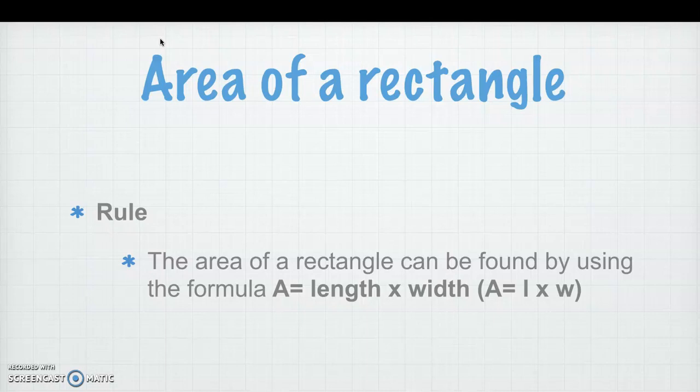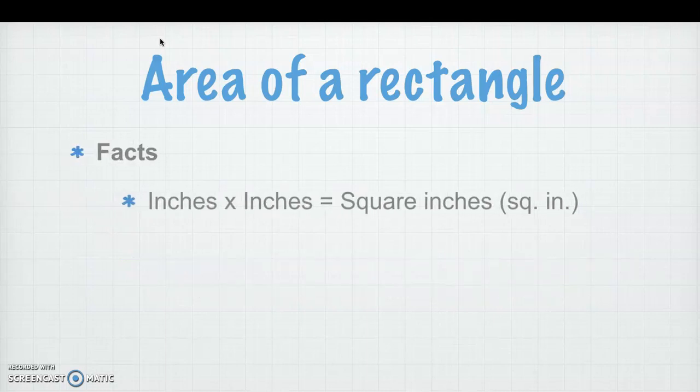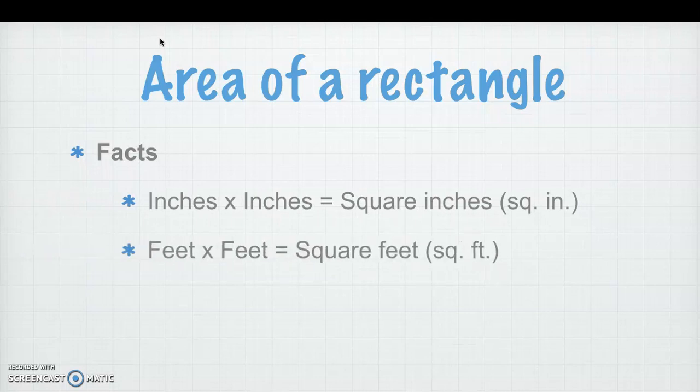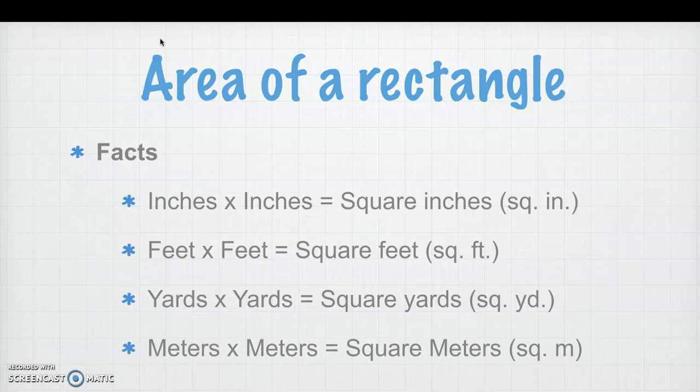Remember, as you're labeling your final answer, as you're finding the area of a shape, we don't label it as only feet. We don't label it as only inches. We label it as square inches or square feet. So those are some of the facts that we have to know. Inches times inches equals square inches. Feet times feet equals square feet. Yards times yards equals square yards. And meters times meters equals square meters.